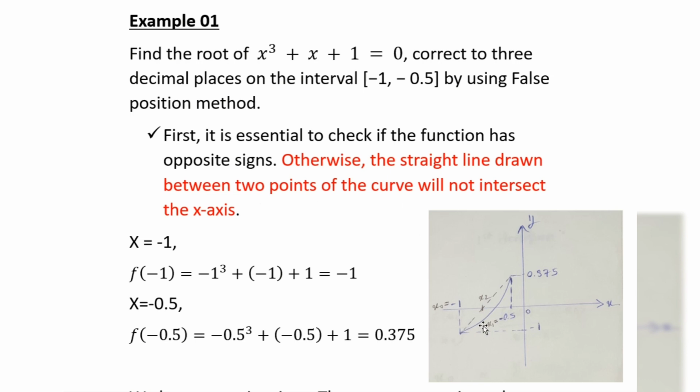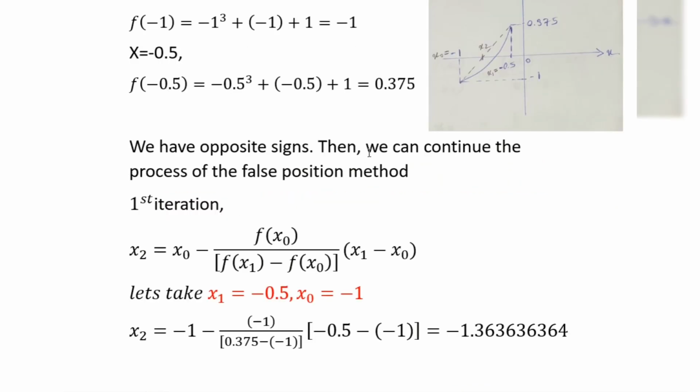In this figure, this is our function between -1 and -0.5. You can see that for x1 equal to -0.5, the function has a positive value. Also for x0 equal to -1, the function value is -1. So this function has opposite signs. It means this function definitely intersects the x-axis and we have a root. Now we are going to find the false position x2. We have opposite signs, so we can continue the process of the false position method.